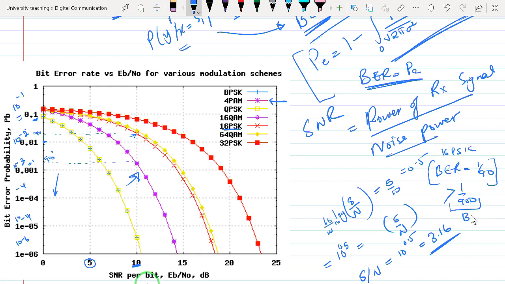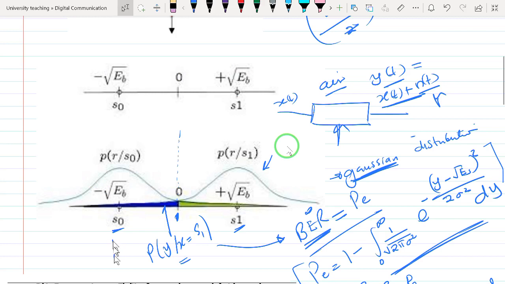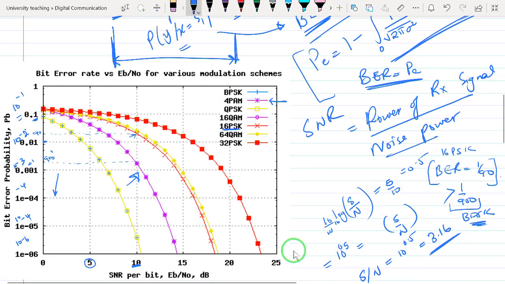That is for sure. So this one is for 16 PSK and this one is for BPSK. Therefore, what we conclude is that by virtue of the bits in BPSK having larger Euclidean distance between them, the distance between the BPSK points is way bigger than the one for 16 PSK, and therefore the probability of a bit being in error is higher in 16 PSK than in BPSK or binary PSK.